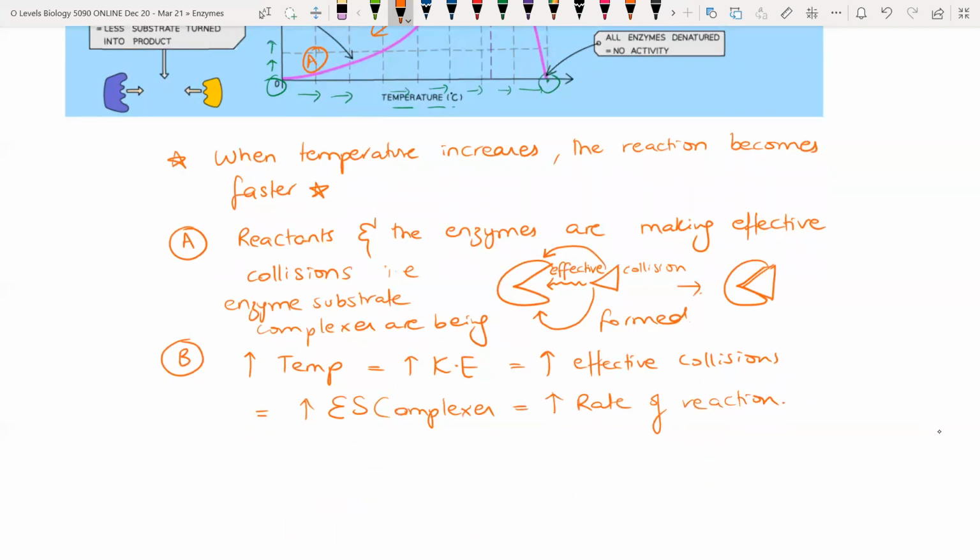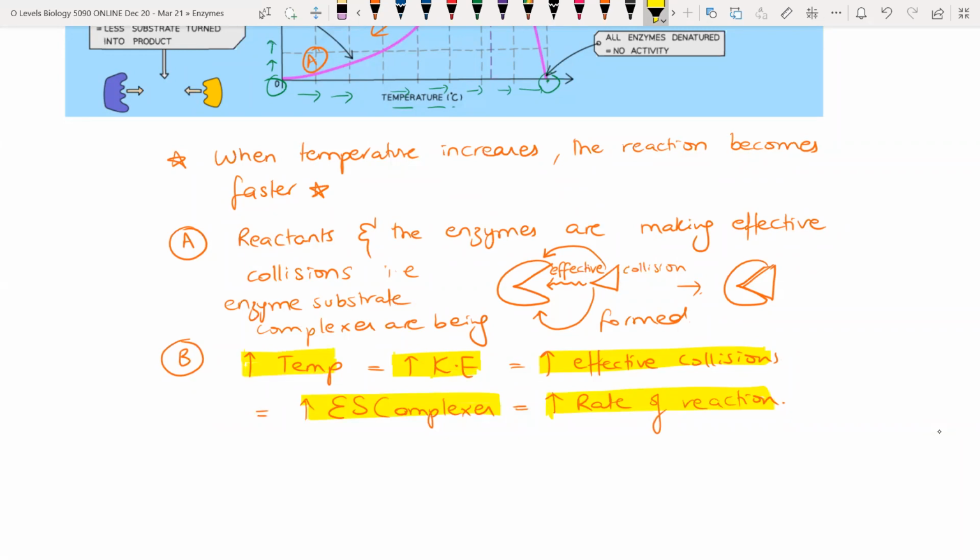Do you understand this line of argument, children? This is very important. See, this is really important. Increase in temperature will result in increase in kinetic energy, and that results in increase in effective collisions. That results in increased enzyme substrate complexes, and that eventually results in increased rate of reaction. Is everybody clear on this point? Children, come on, give me a yes, please. This is really important.